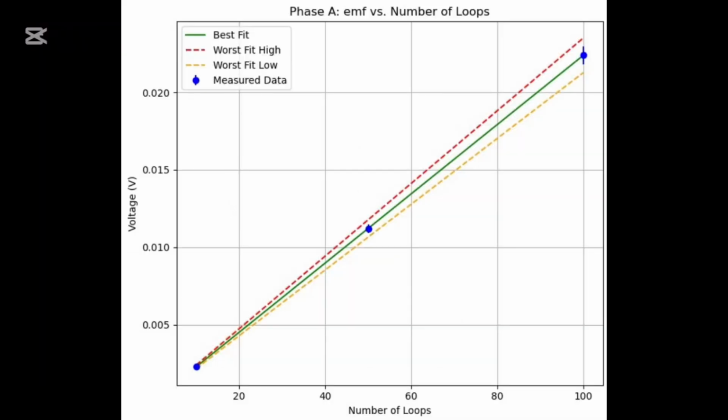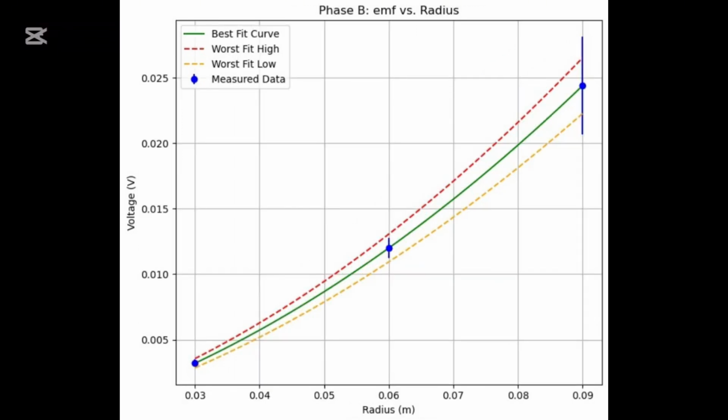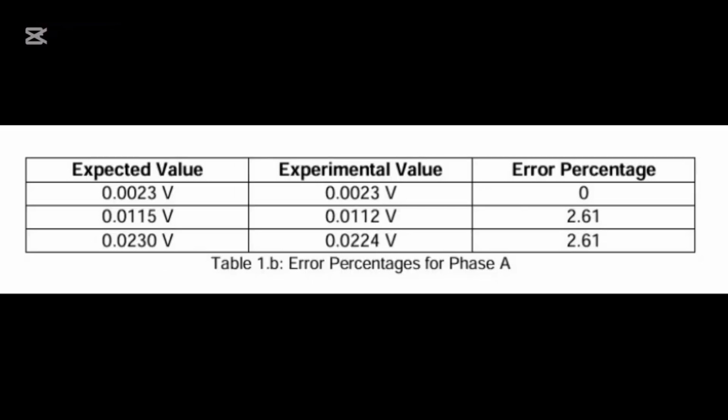And this is the plot of phase A with worst line and best line. And this is the plot of phase B. Now let's look at the error percentages of both phases. In phase A, the error percentages were relatively small at around 2.61% for coils with 150 turns. This could be due to slight variations in coil winding or minor inaccuracies in multimeter readings.